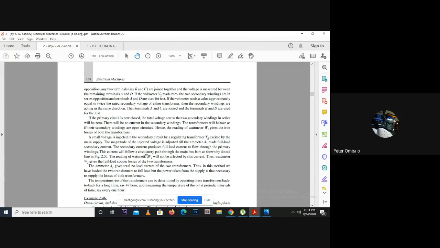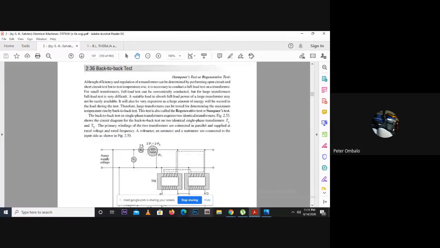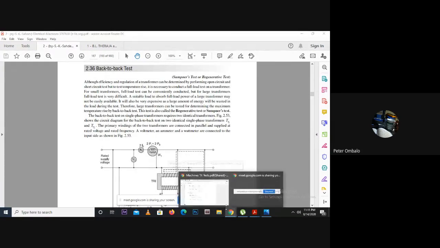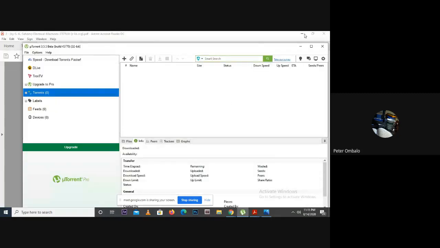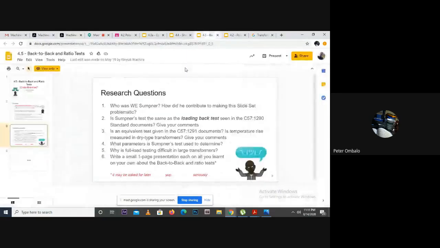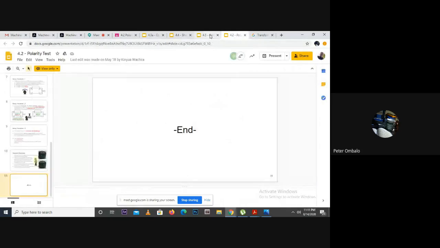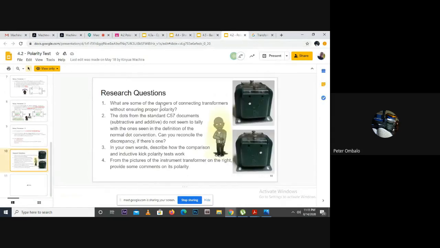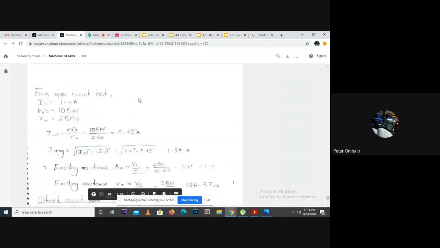So basically what I'm trying to say is this is a very short read. So because of time, I guess for the two remaining tests, the back-to-back test and the polarity test, the research questions were just word questions. So I didn't spend much of time looking at them, but I figured they are directly just pulled up from SADIV. Right, so I will send this document to the group.